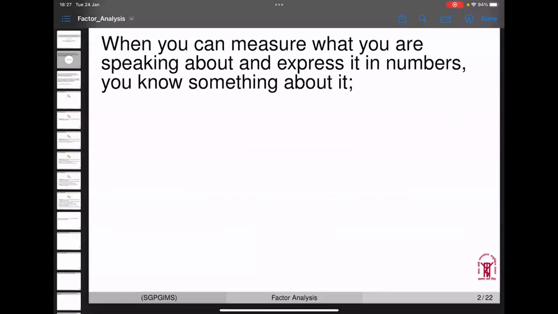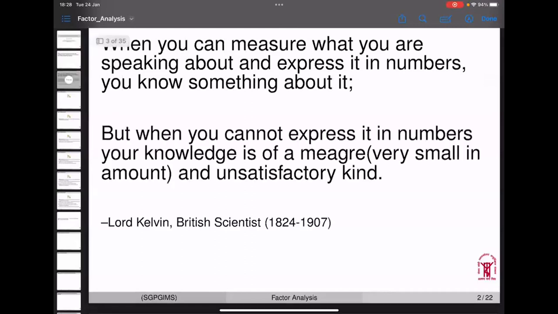On the first day of my lecture, I discussed something about measure. Especially in science, the philosophy is that when you can measure what you are speaking about and express it in numbers, you know something about it. But when you cannot express it in numbers, your knowledge is meager, it means very small in amount, and of an unsatisfactory kind. So that is the motive behind why we should go for factor analysis. Lord Kelvin was the man who gave this statement.